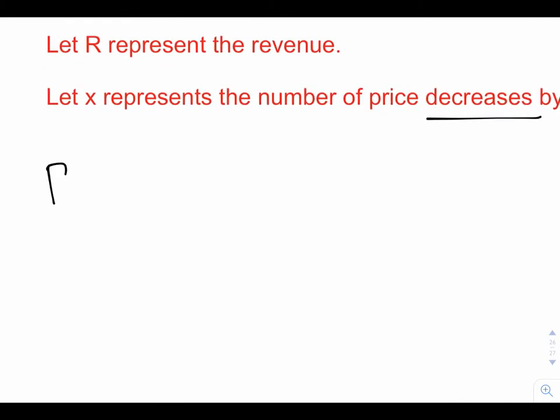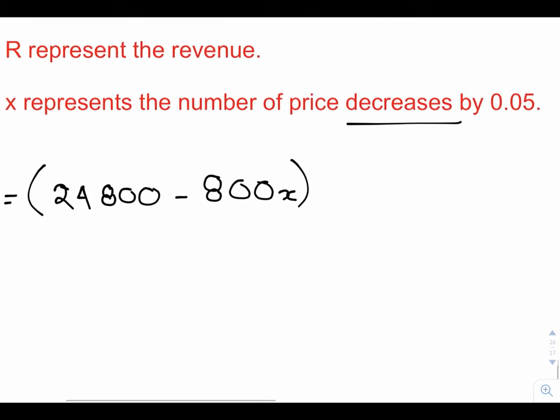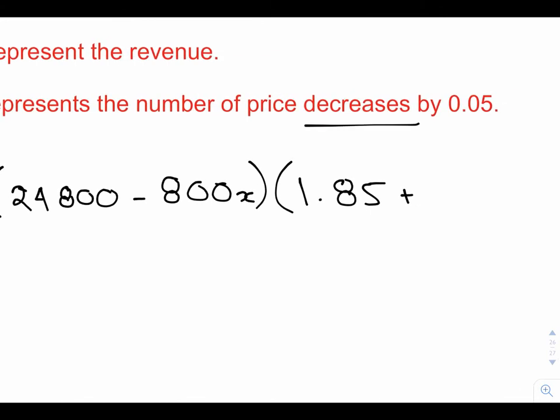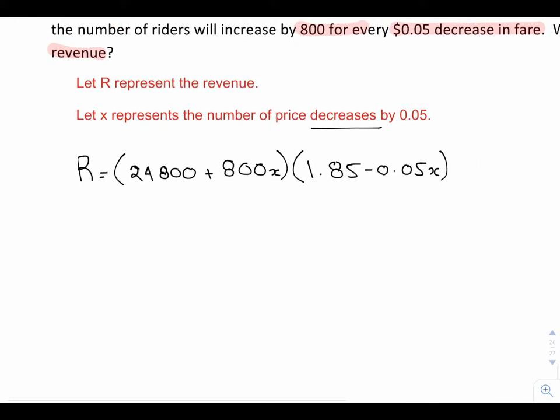So I know that my revenue R is equal to 24,800 if I subtract 800x, which is the number of riders, times $1.85, oops, $1.85, and then it's the other way around. I add 800, and every time I subtract 5 cents from the fare, I will get more riders.